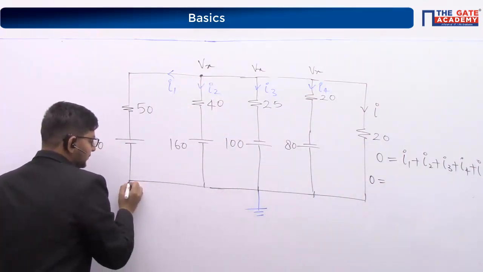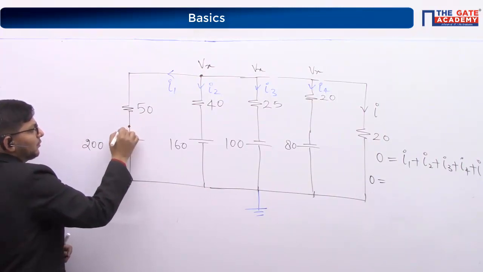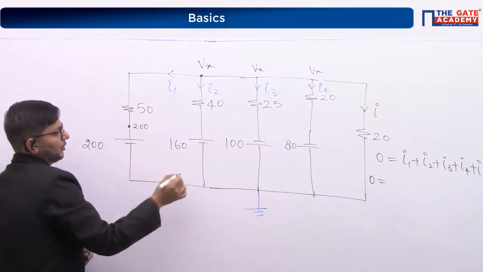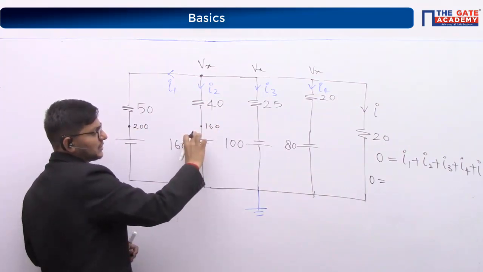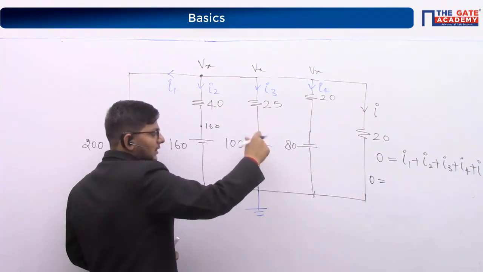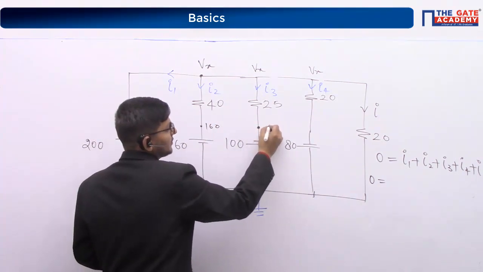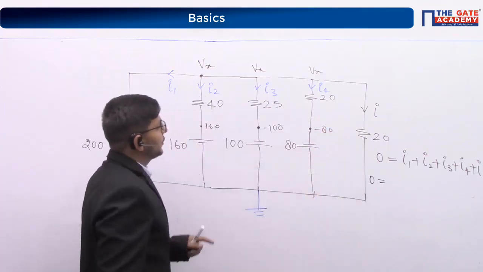This is 0. This is connected to the reference. This is 0. What is the voltage at this point? This point voltage will be 200. This point voltage will be 160 because this is 0. There is a 160 volt battery, and the battery is connected in reverse mode. It means this point voltage will be minus 100 and this point voltage will be minus 80. Right?